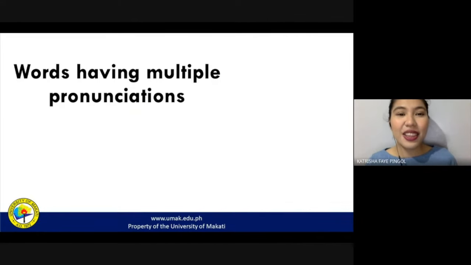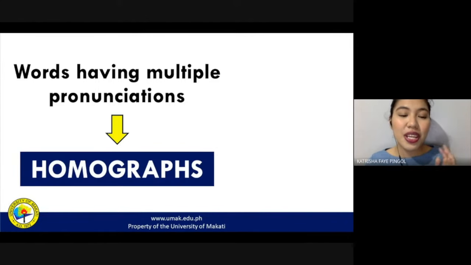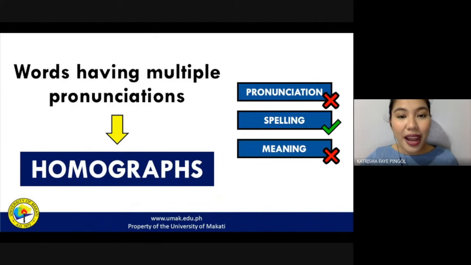On the other hand, there are also words that have multiple pronunciations. Okay, and these are words that we refer to as homographs. To be specific, homographs are words that have the same spelling, meaning they contain the same letters. All right, however, the pronunciation and the meaning of those words are actually different from one another.